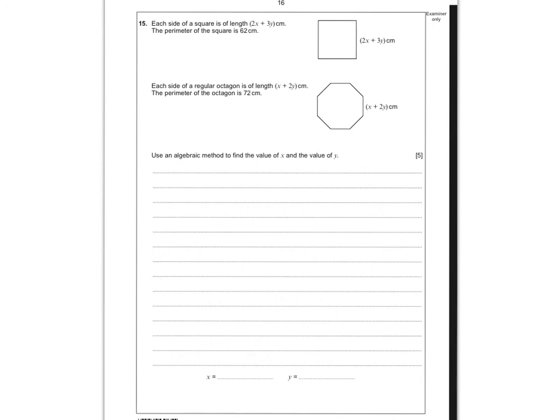We know that a length of each square is 2x plus 3y. However, we've been told the perimeter of the square is 62, so we need to multiply this by 4 in order to give me the perimeter of the square. So 2x plus 3y all multiplied by 4 is going to give me 8 lots of x plus 12y, and we know that is equal to 62.